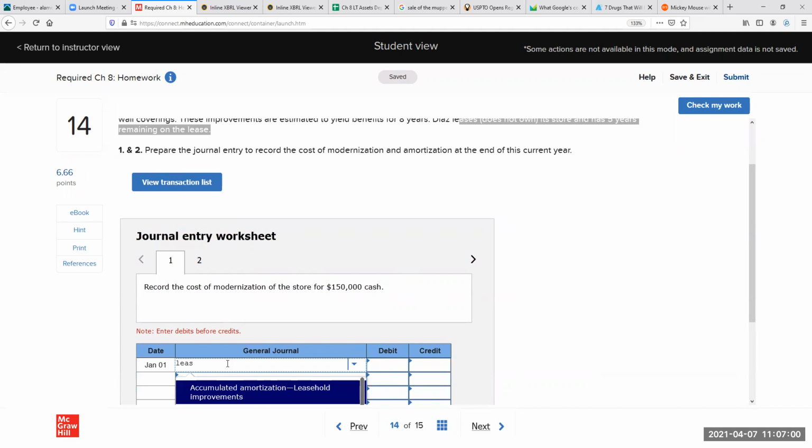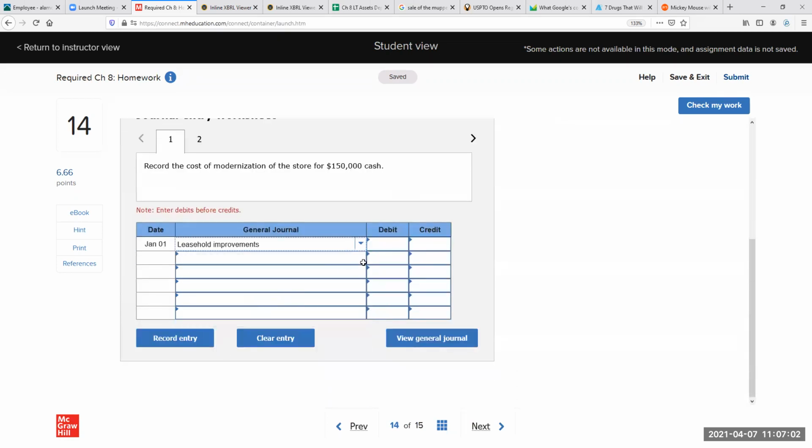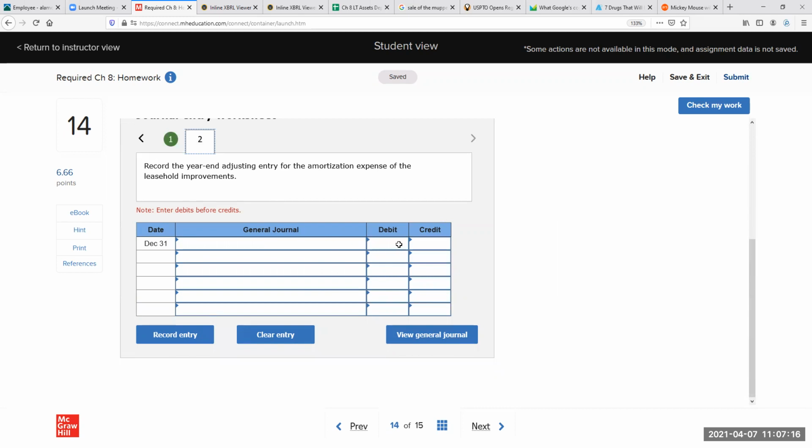So first they want you to modernize the store. So leasehold improvements. How much do you pay for leasehold improvements? And we paid cash. Okay, so you improve this lease. You buy this blank part of the building and you've got to fix it up. So 150 divided by 8 or 5? 5, because you might not be there past that. So you have to use the terms of the lease.